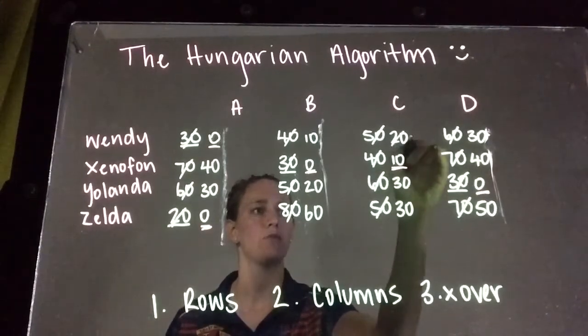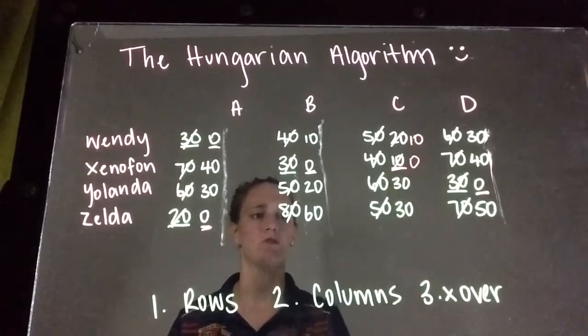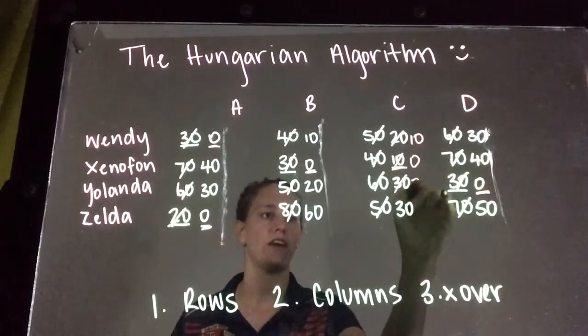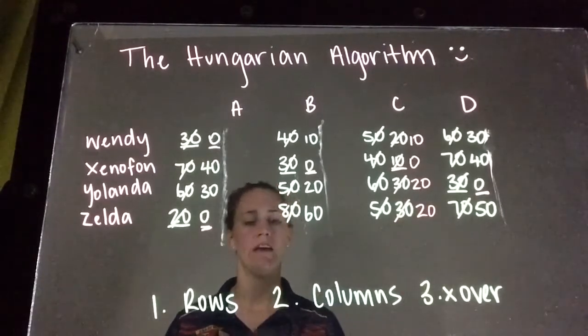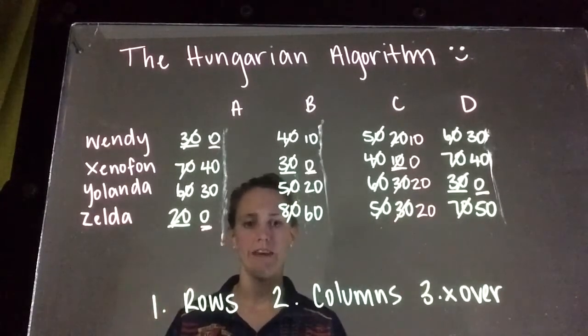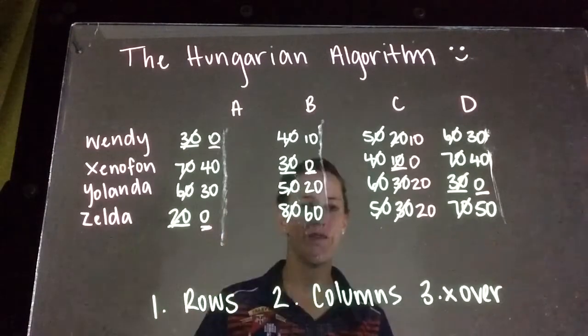Now what I'm going to do is subtract that smallest value from each number in the column. So this 20 will turn to 10. Pardon me. This 10 will turn to 0. This 30 will turn to 20. This 30 will turn to 20. Now let's have a look. Are there enough zeros that I'm going to have 4 straight lines on this table?